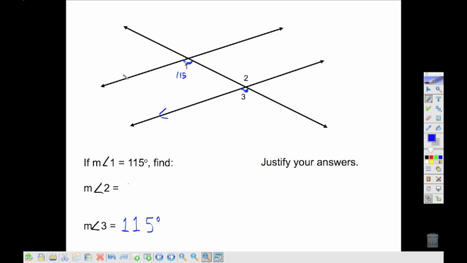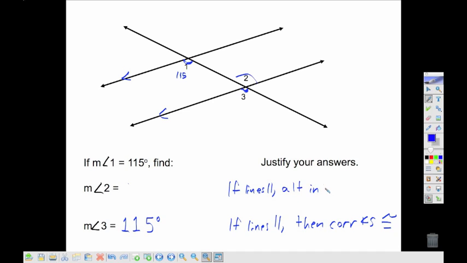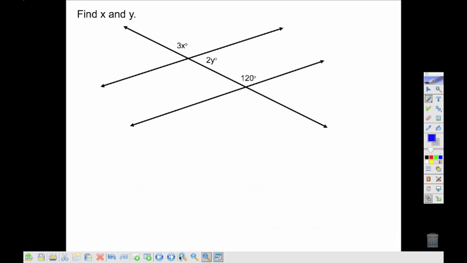Now actually I should have marked that these lines are parallel here, because that is important. So if the lines are parallel, then corresponding angles are congruent. And then we look at angle 2, we'll notice that angle 1 and angle 2 are alternate interior angles. So if lines are parallel, alternate interior angles are congruent. And so angle 2 is also 115 degrees. And we could have also noticed that those are vertical angles at that point.